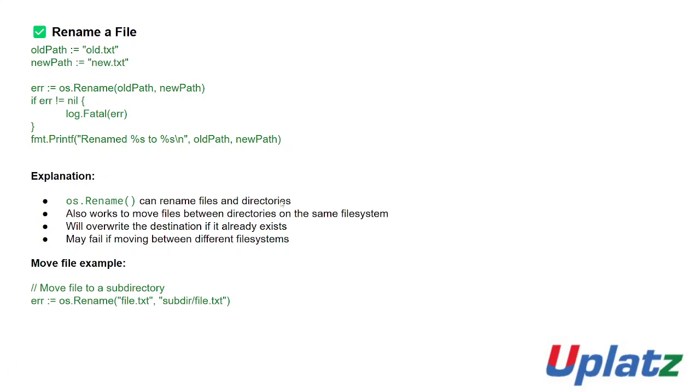os.Rename can rename files and directories. Also works to move files between directories on the same file system. Will override the destination if it already exists. Please remember that. The original Windows command doesn't do that. May fail if moving between different file systems. Move file to a subdirectory, error os.Rename file.txt, then subdir, then file.txt. So in this way, it will do that one.